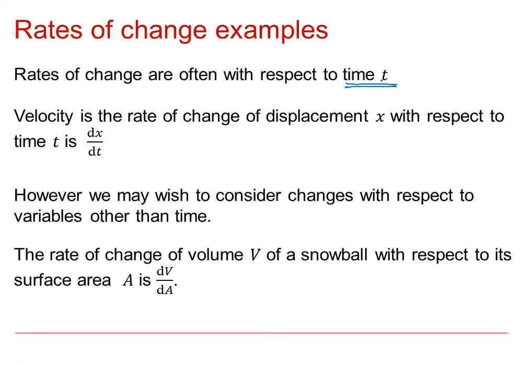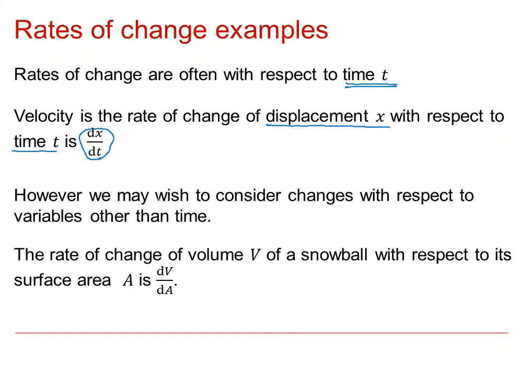So for example, velocity is the rate of change of displacement x in terms of time t. So velocity is the rate at which displacement x is changing with respect to time t. So in this case, t would be the independent variable and x is the dependent variable. It's x that is changing with respect to time t.